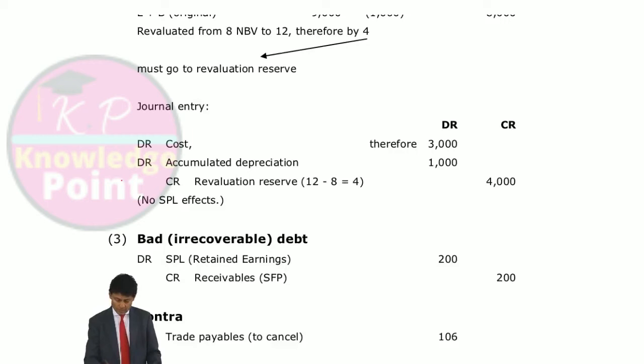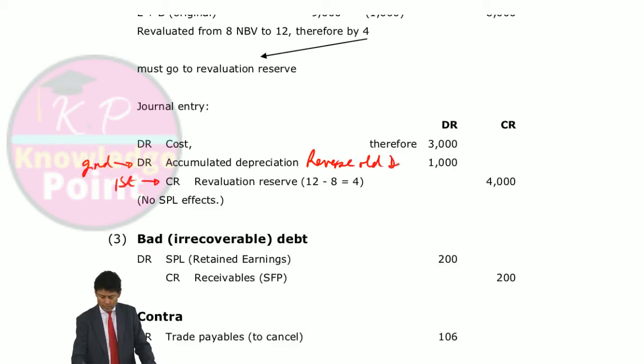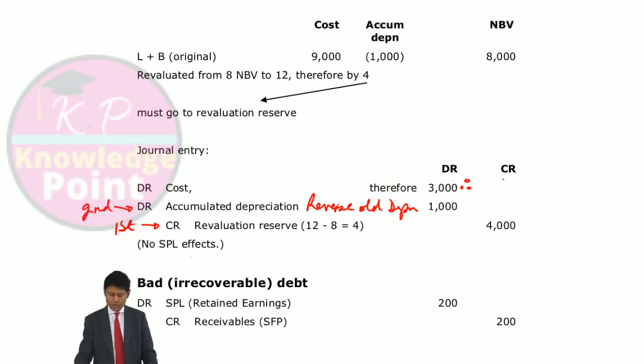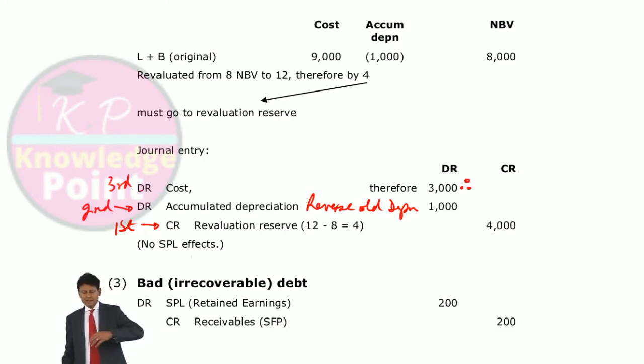You do the second, in other words, you reverse the old depreciation, you see? You reverse the old depreciation, whatever's left goes to cost. So that's like the third thing you do. So the revaluation reserve, the difference between 8 and 12 is 4. It's almost like the original cost was 9,000. It went down to 8. And because the 9,000 was the original cost, as you get from 8 up to 12, you go past the 9 level. So the depreciation of 1,000, you're just reversing, and then you're adding another 3,000 to take it up. Okay, so that's the idea behind it.